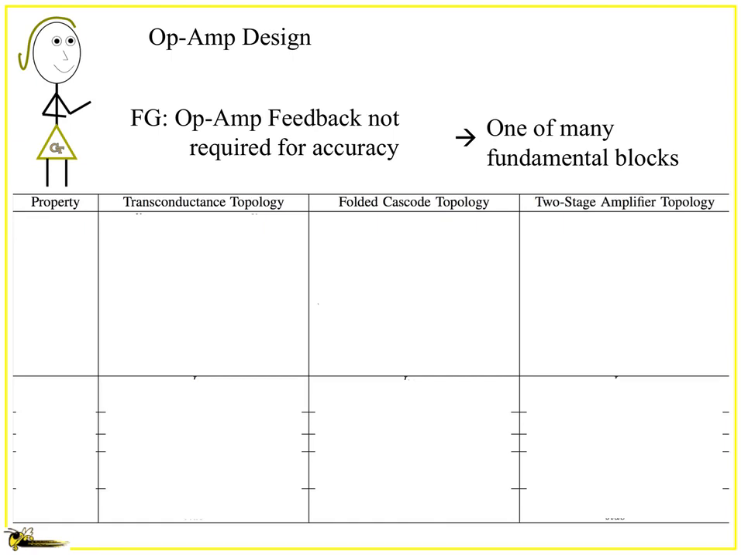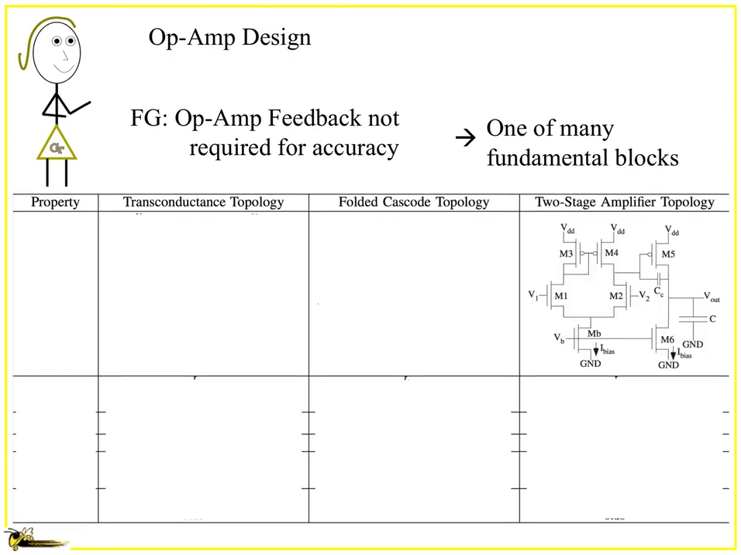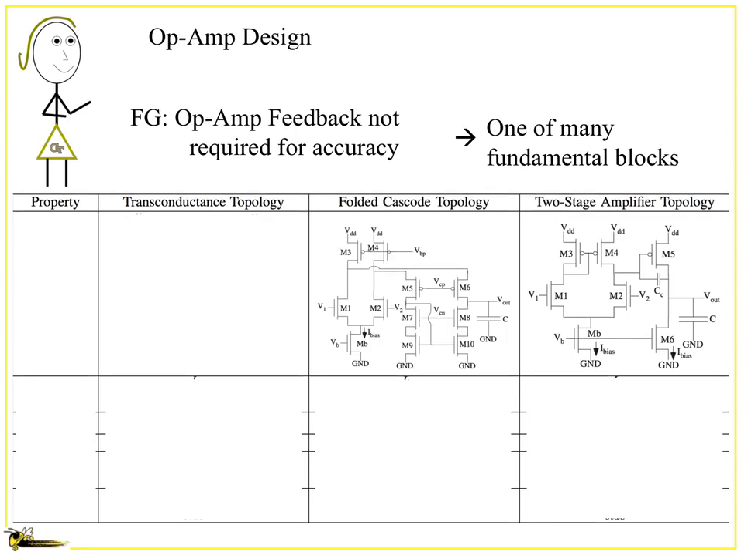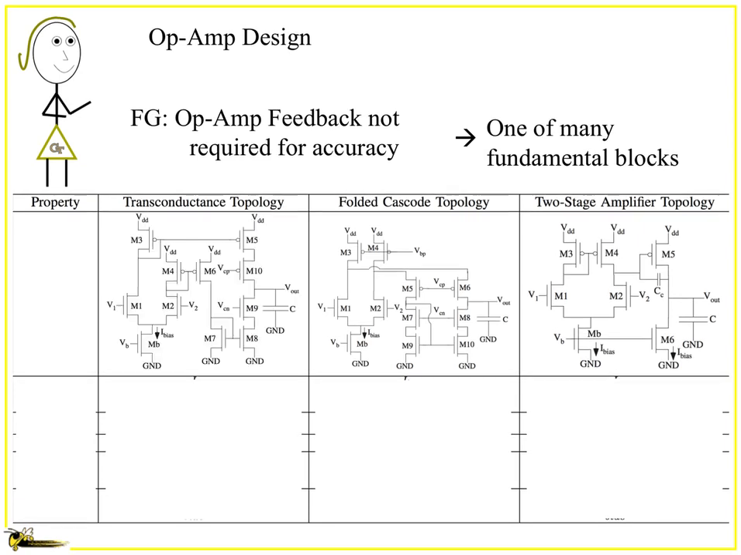But what's interesting is that the core topologies are actually fairly straightforward, because you can talk about a 2-stage amplifier, which you see in every textbook, mostly because it's a hard problem. You also see a folded cascode and a transconductance amplifier.